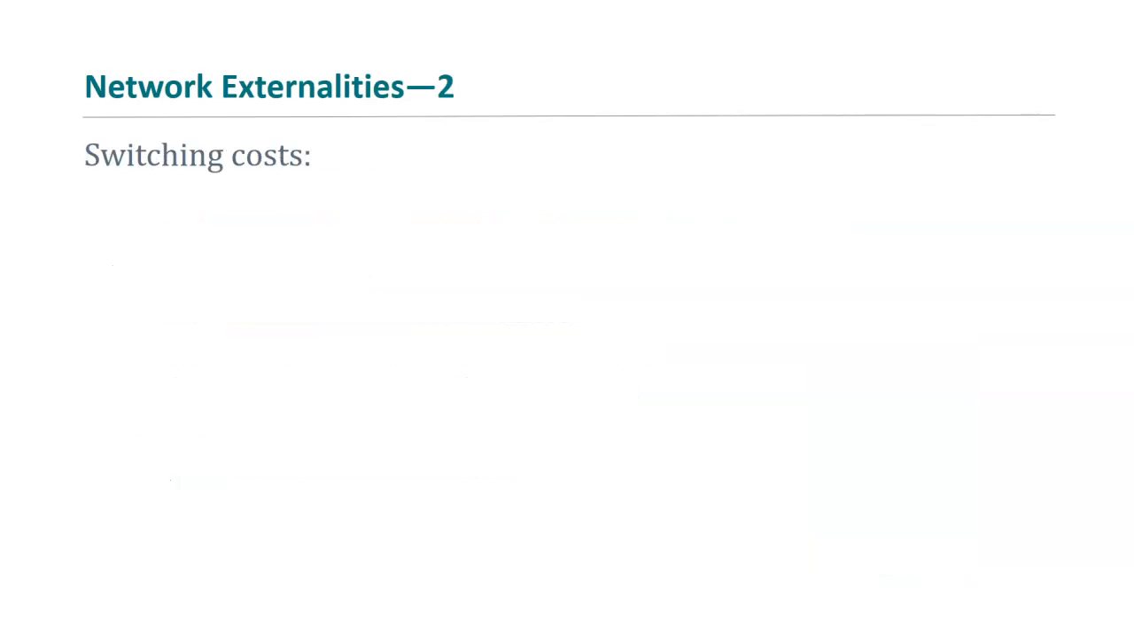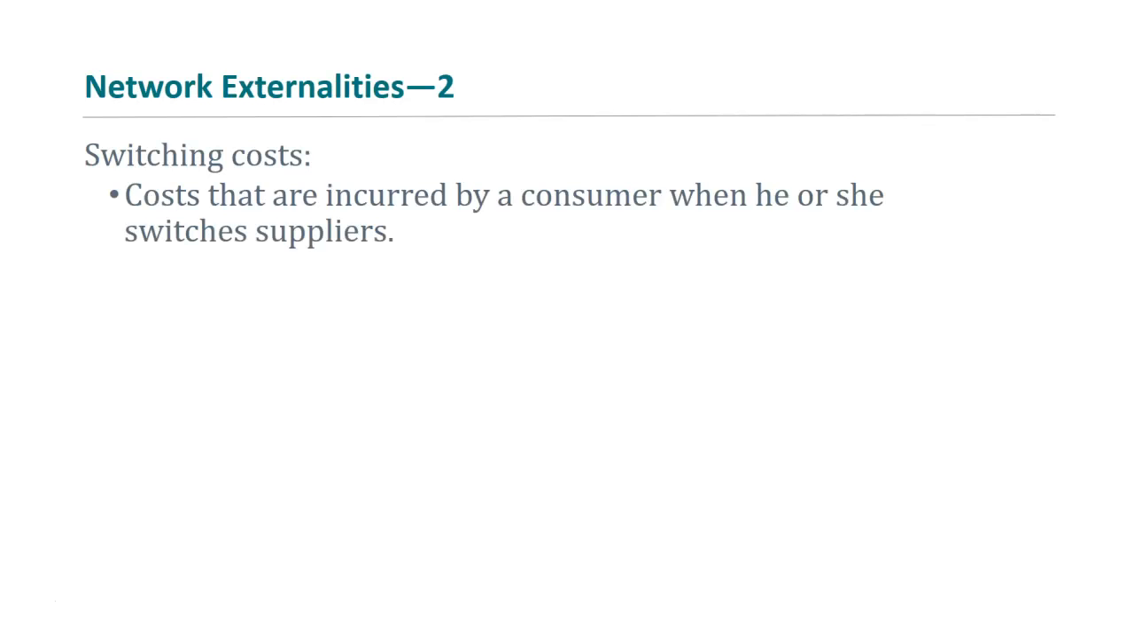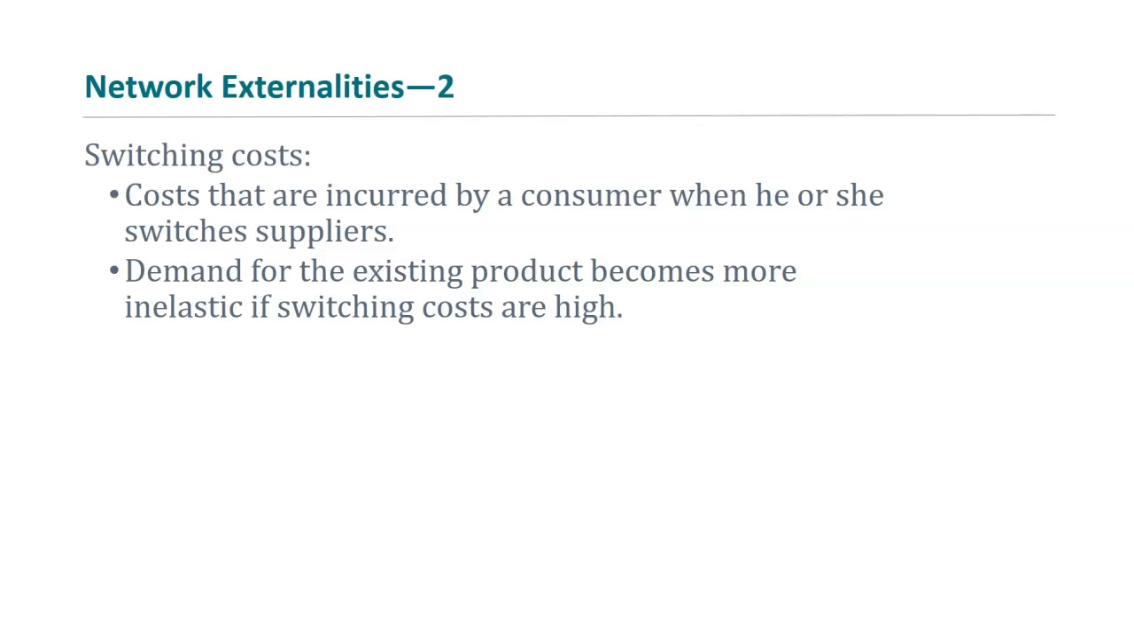Network externalities cause switching costs. So these are costs that are incurred by a consumer when he or she switches suppliers. So if there's a cost to moving from one app to another, oftentimes that's a social cost or a cost in fun, right? If all your friends are on one app and you switch, then you lose some of the fun that you were having on the old app, at least until your friends all migrate over, right? So that's a cost of switching suppliers, and it can mean demand for the existing product becomes more inelastic when those switching costs are high.